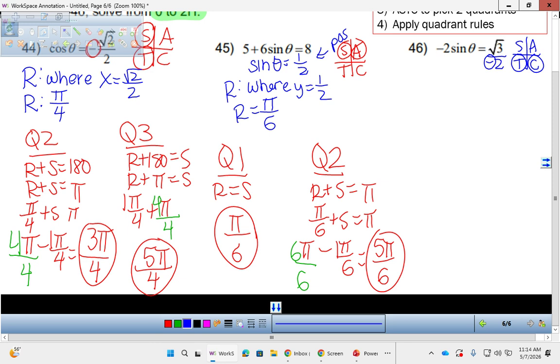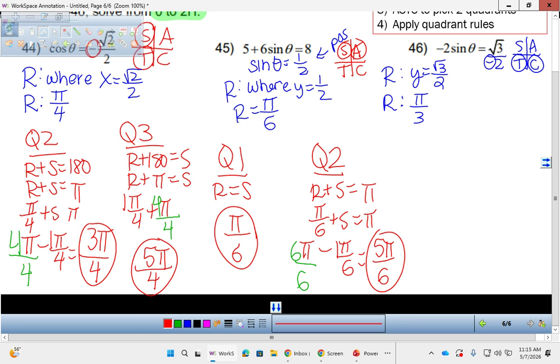My reference angle is going to be where the y value equals root 3 over 2. And that's at pi over 3. Like if you look at your coordinate points, the y value is root 3 over 2 at pi over 3. You okay with that? Now applying it to quadrant 4 is the part that's new.